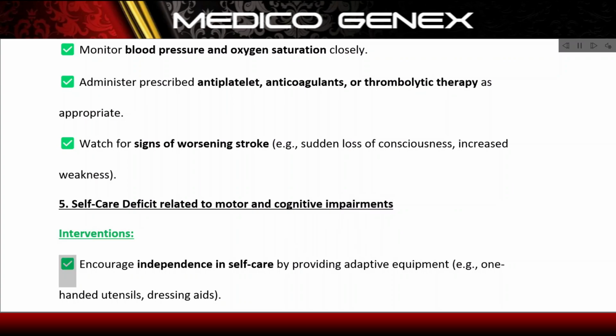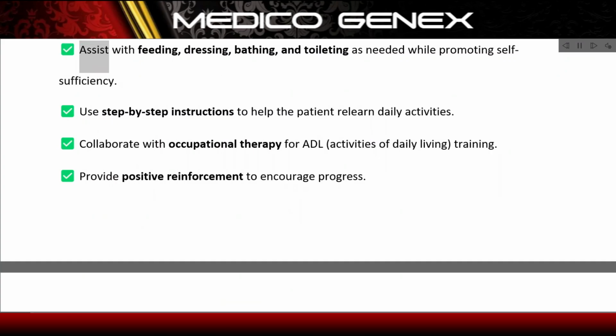Interventions. Encourage independence in self-care by providing adaptive equipment, example one-handed utensils, dressing aids. Assist with feeding, dressing, bathing, and toileting as needed while promoting self-sufficiency. Use step-by-step instructions to help the patient relearn daily activities. Collaborate with occupational therapy for ADL, activities of daily living, training. Provide positive reinforcement to encourage progress.